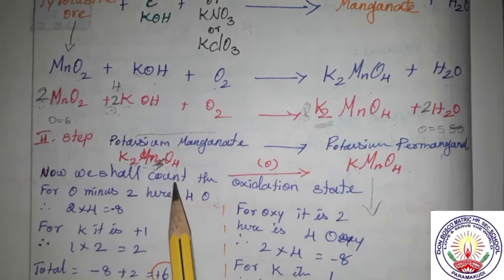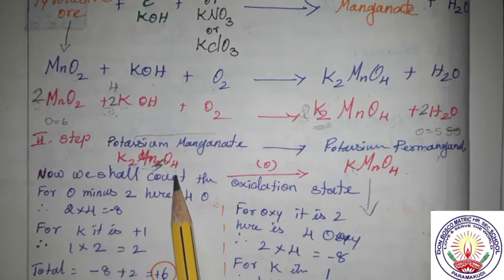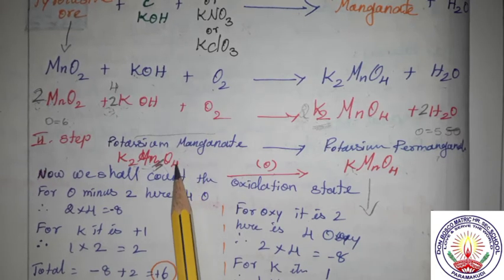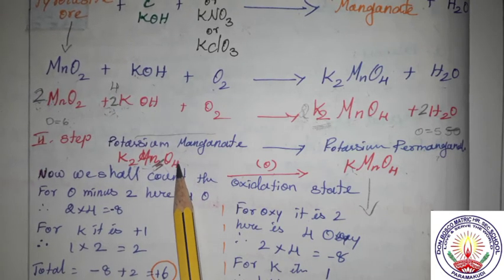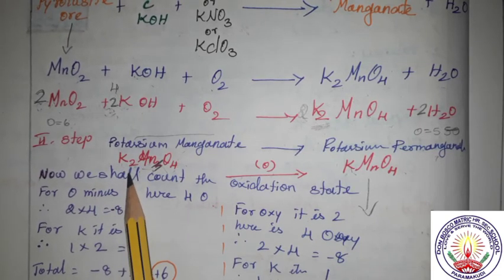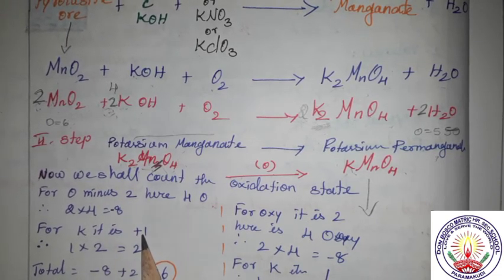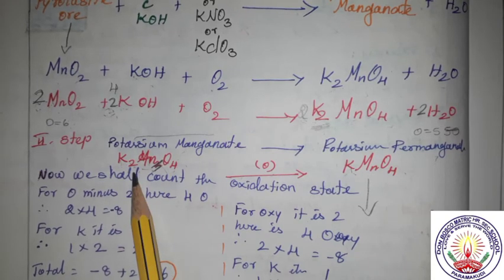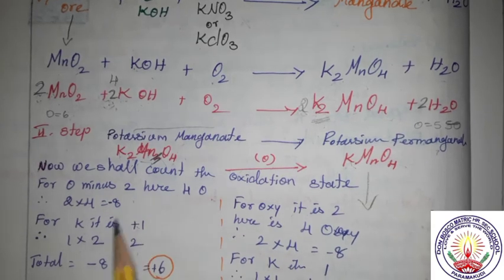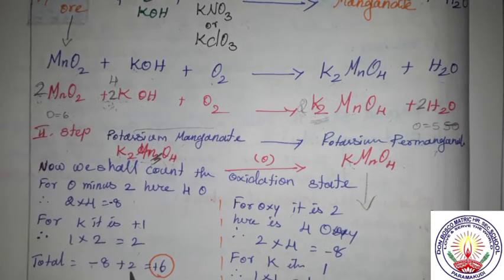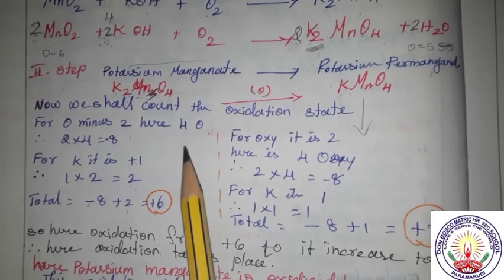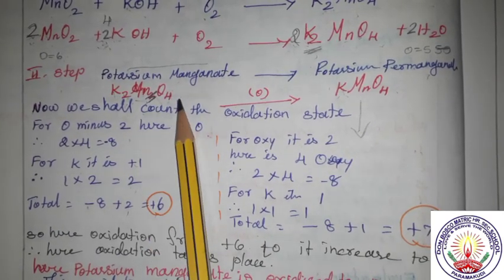Now first oxygen. The oxidation state of oxygen is minus 2. So here there are 4 oxygen, 4 into 2, 8. And for hydrogen the oxidation state is 1. So here there are 2 hydrogen, so 1 into 2, 2. So minus 8 plus 2. We are getting plus 6 oxidation state for potassium manganate.